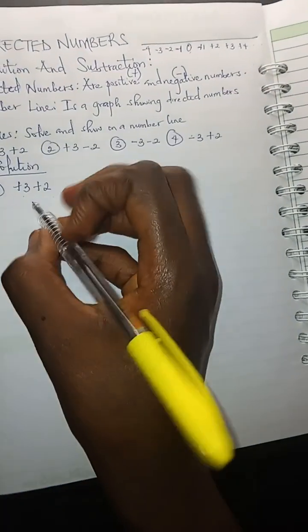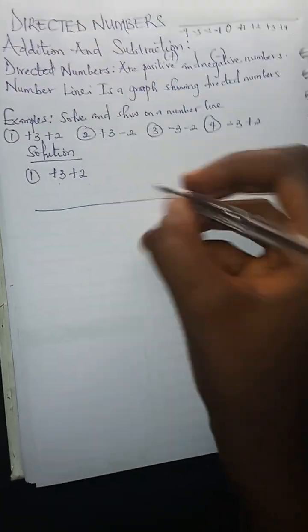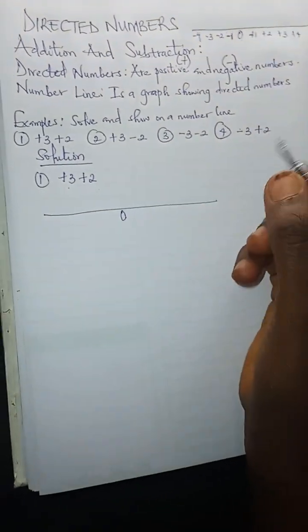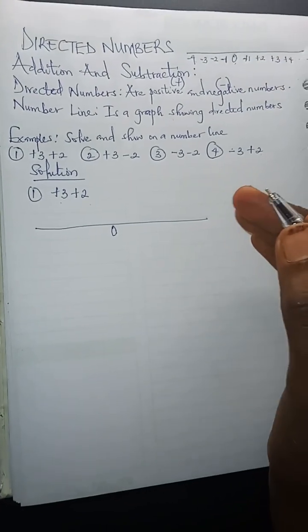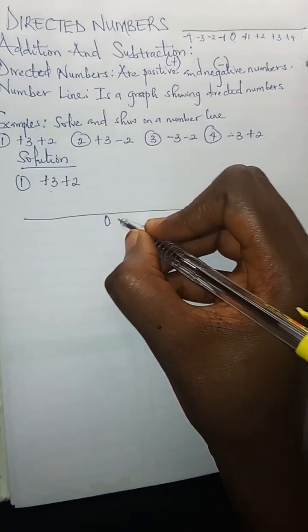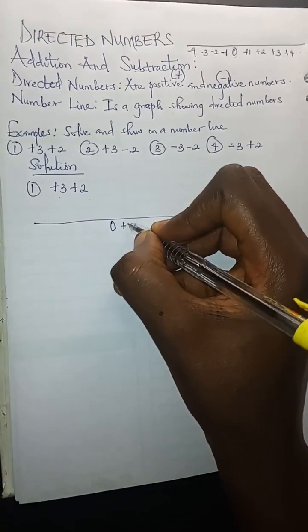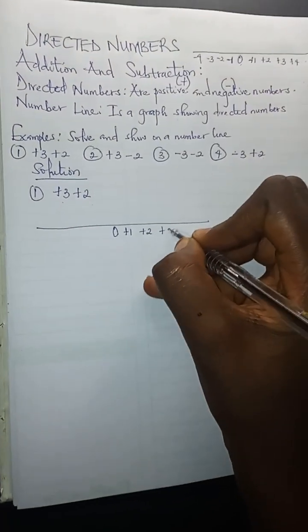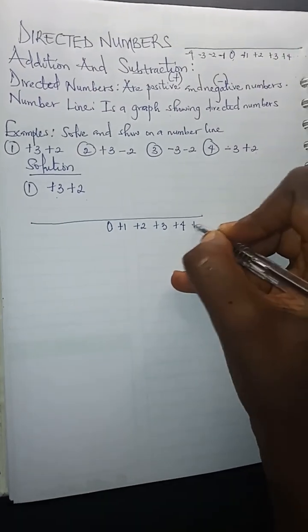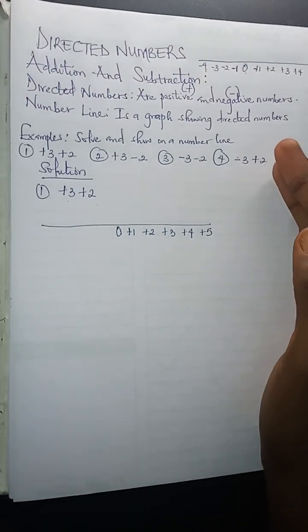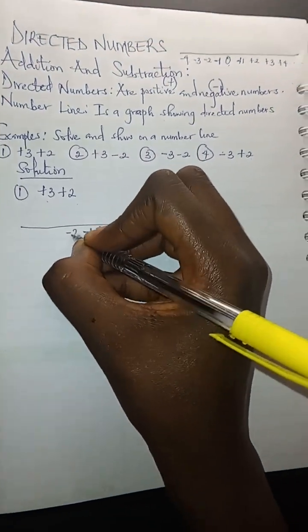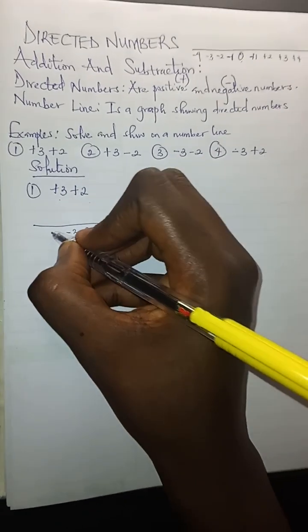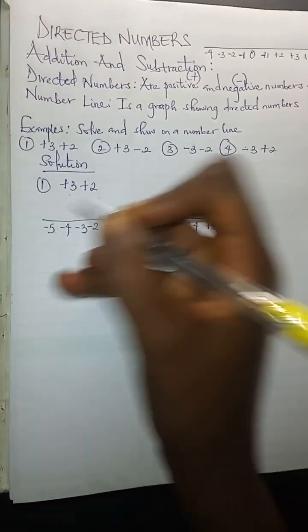So now let's solve this on a number line. We're going to draw a straight line, and we start from 0. At the right hand side, we start numbering. Just ensure that the numbers are a bit lengthy. Let's do for 5 here. So this is plus 1, plus 2, plus 3, plus 4, and plus 5. Whatever you do at the right hand side, you do the same thing at the left hand side. So this side we have minus 1, minus 2, minus 3, minus 4, and minus 5.